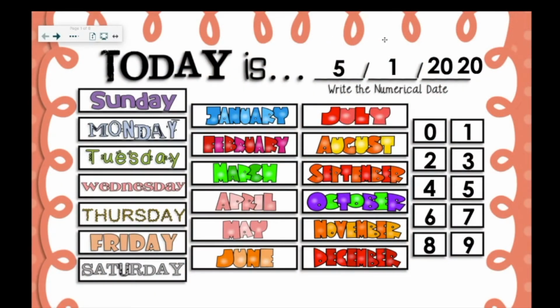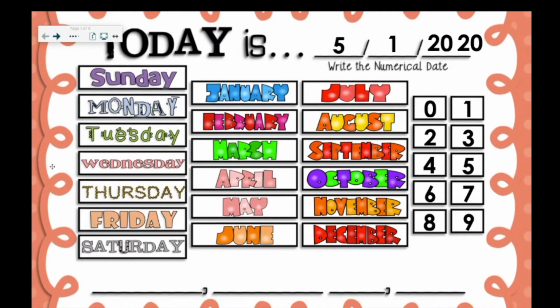So at the top we have our numerical day. This is our date written with numbers. So we've changed this 4 to a 5 for May, because May is our 5th month of the year and today is the 1st and the year is still 2020. So 5/1/2020. Now let's write it with words.